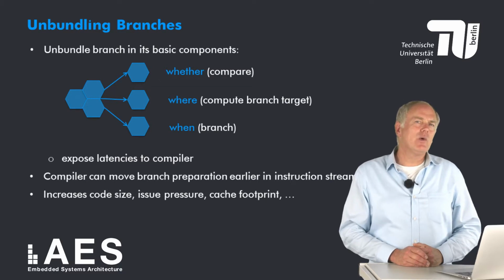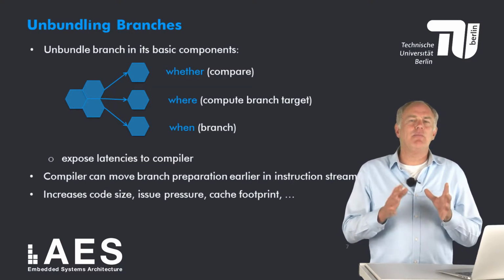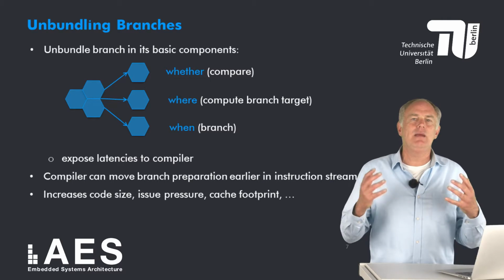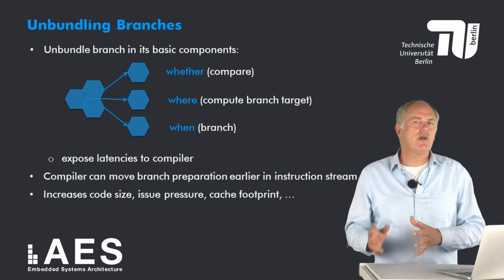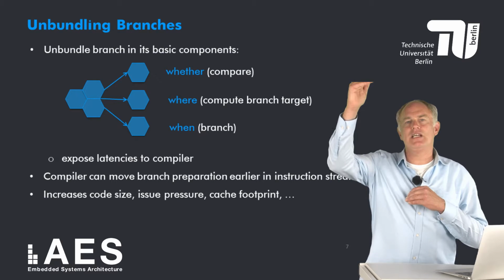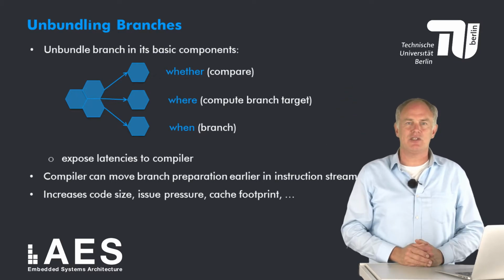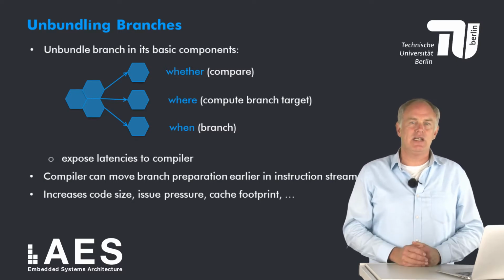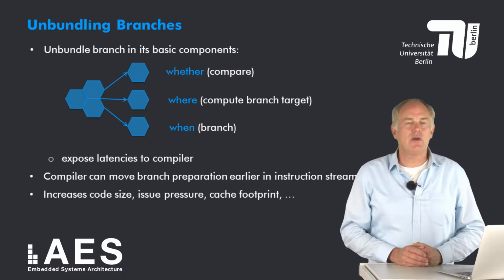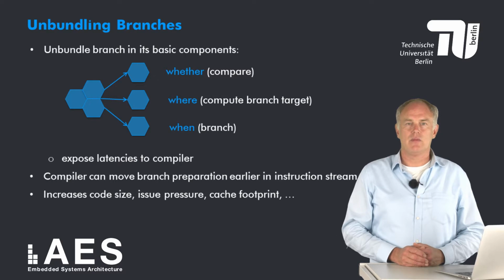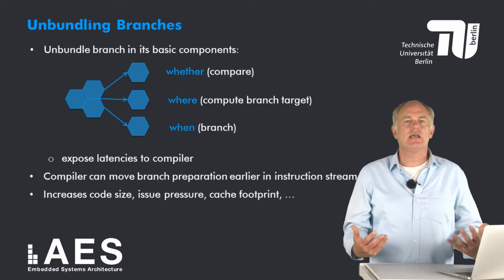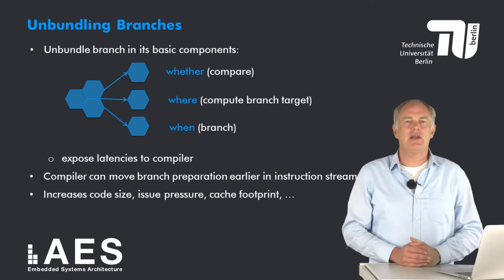In VLIW, we unbundle branches and make visible the latencies of each of these parts to the compiler so the compiler can schedule them independently. In other words, the compiler can move the branch preparation as early as possible in the instruction stream. So by the time the branch needs to take place, the branch condition is already calculated and we don't have to wait for it. On the other hand, this unbundling increases the code size, issue pressure, cache footprint, etc.